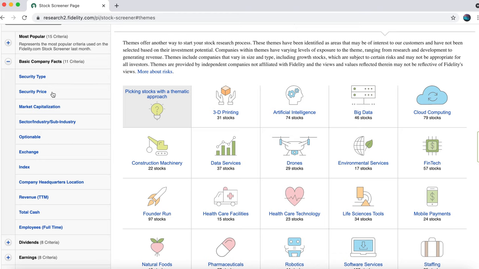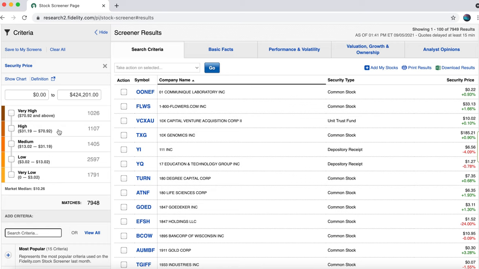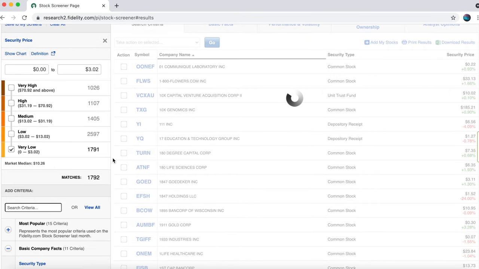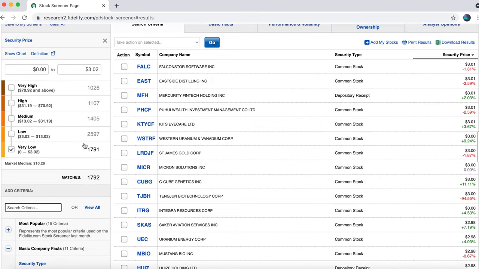I mean, if we want to just look at something that's low in price, we can click security price and it gives you kind of a range. So if I want like cheap penny stocks, if I'm looking for something like that, I can click here, and as you can see, there's 1,791 stocks that are less than $3.02.